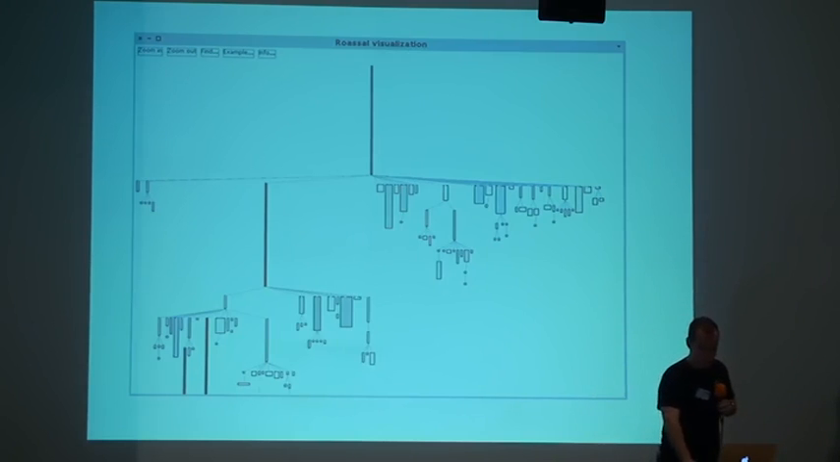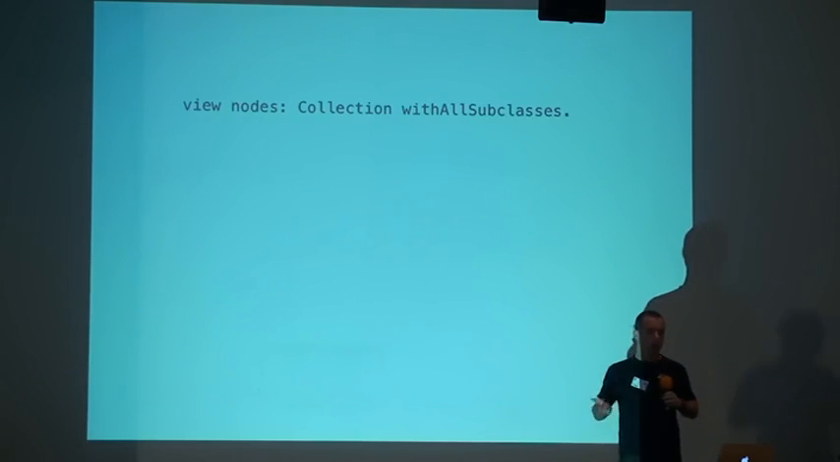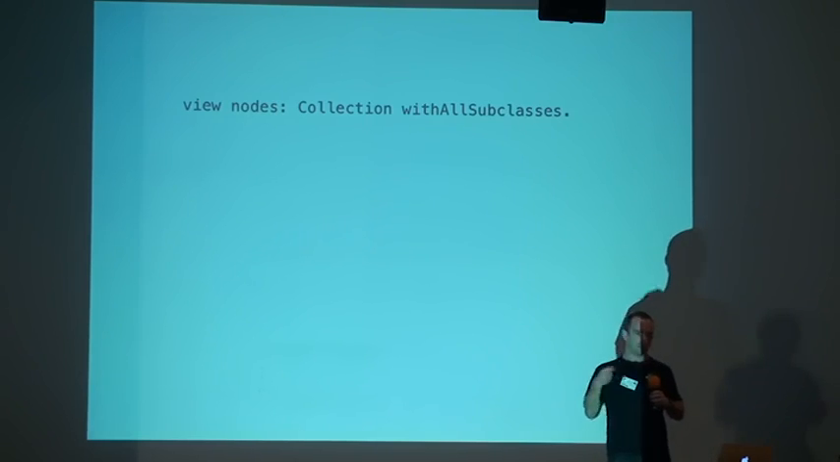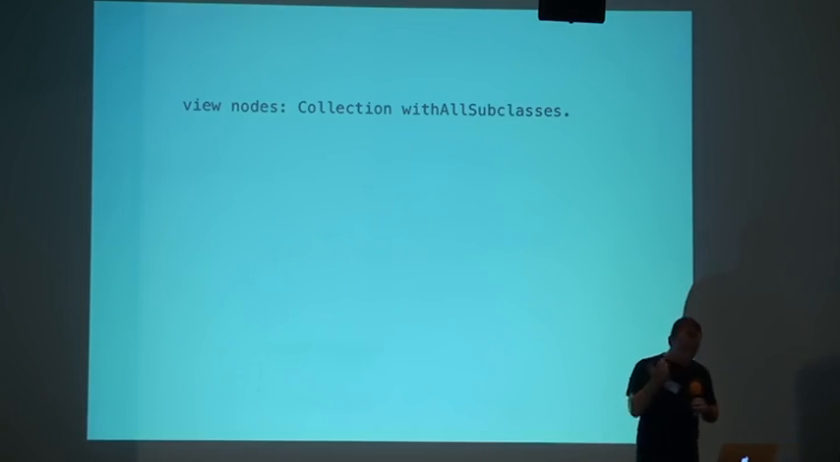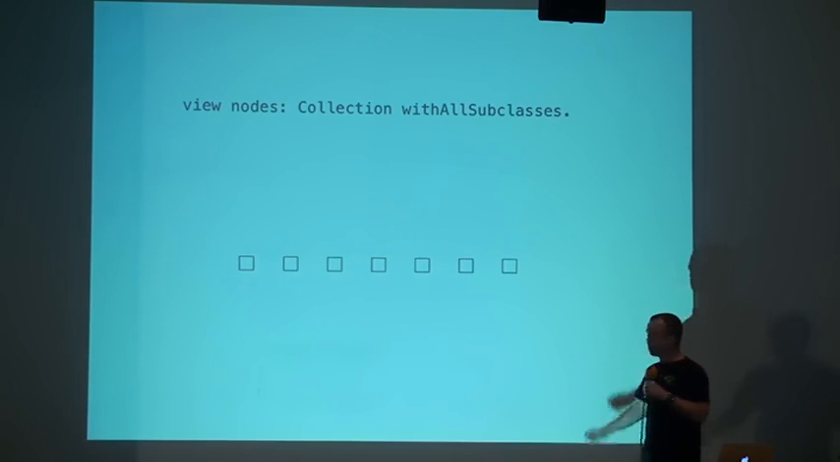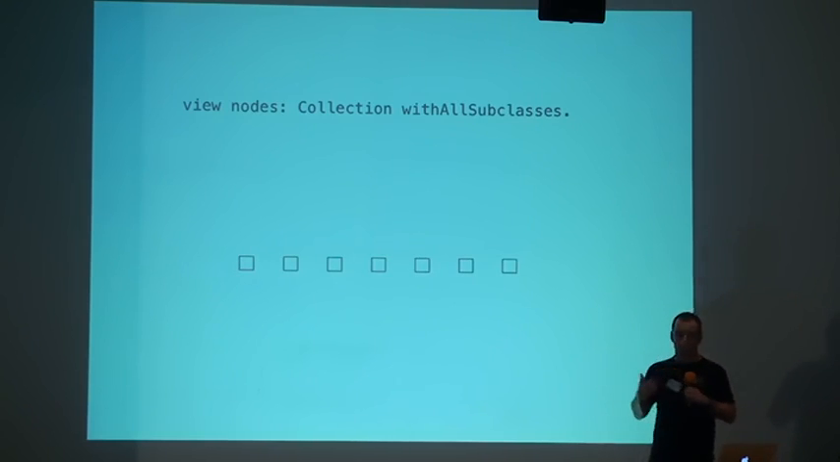The very first thing is you have to say in your view that you want the subclasses of the class Collection. So you say view: in my view, I want some nodes, and those nodes are given by sending the message withAllSubclasses to the class Collection. Once you write that, you will have small squares appear, and each square represents a class.